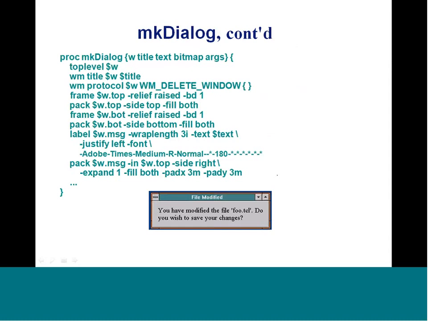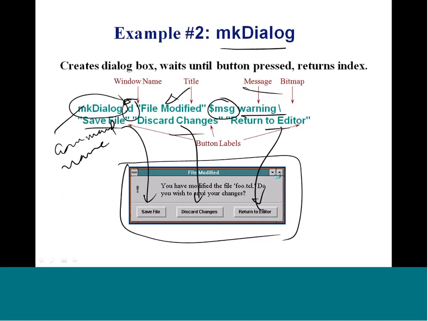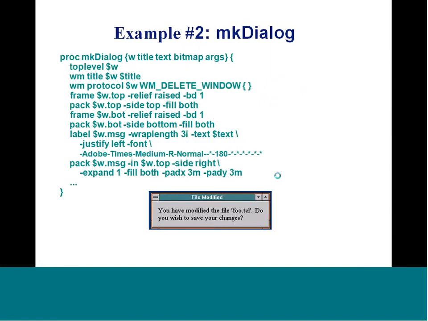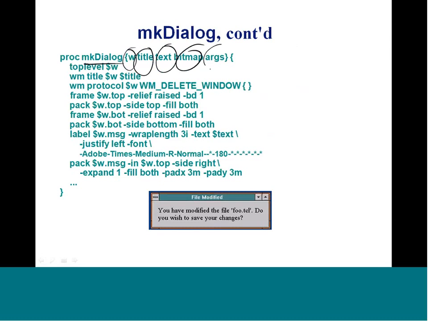So how does this work essentially? At the high level, this is the command of make dialog, but underneath that, what do you have to write? It's basically the procedure make dialog, and it has these different things essentially, which is the window itself, its title, the text, the bitmap, and then the various arguments. So we define the top level as $W, and then we assign the title to this particular window.